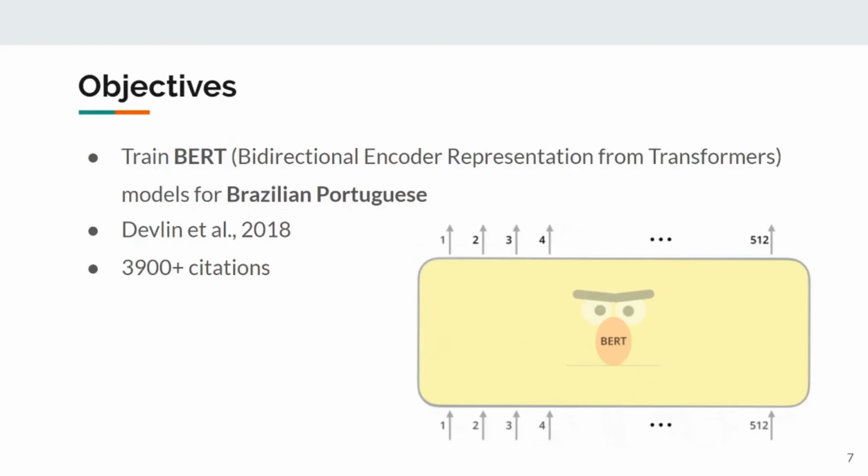So, the objective of this work is to train BERT models for Brazilian Portuguese. BERT stands for Bidirectional Encoder Representations from Transformers. It was published in late 2018, and it made a huge impact on the community.